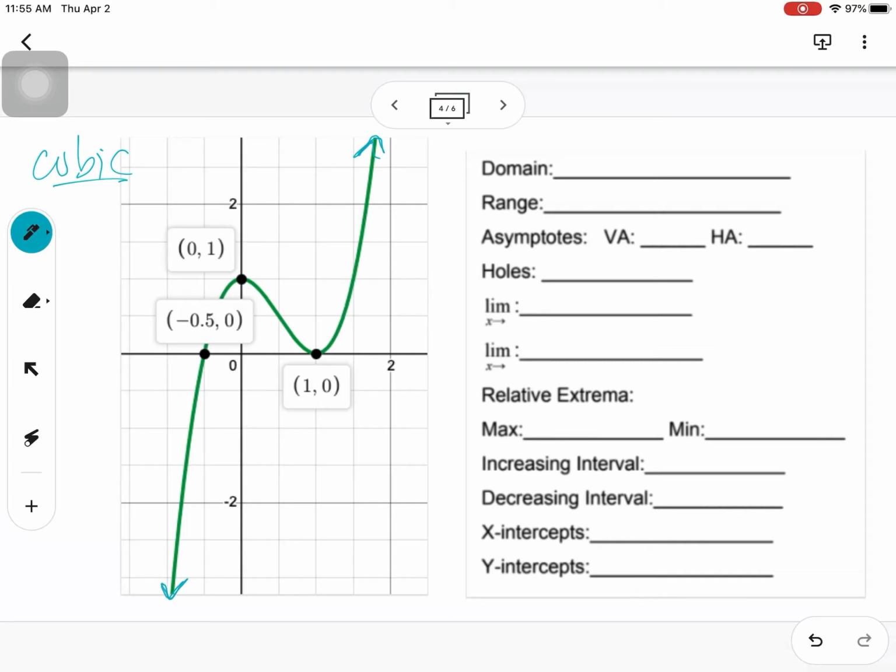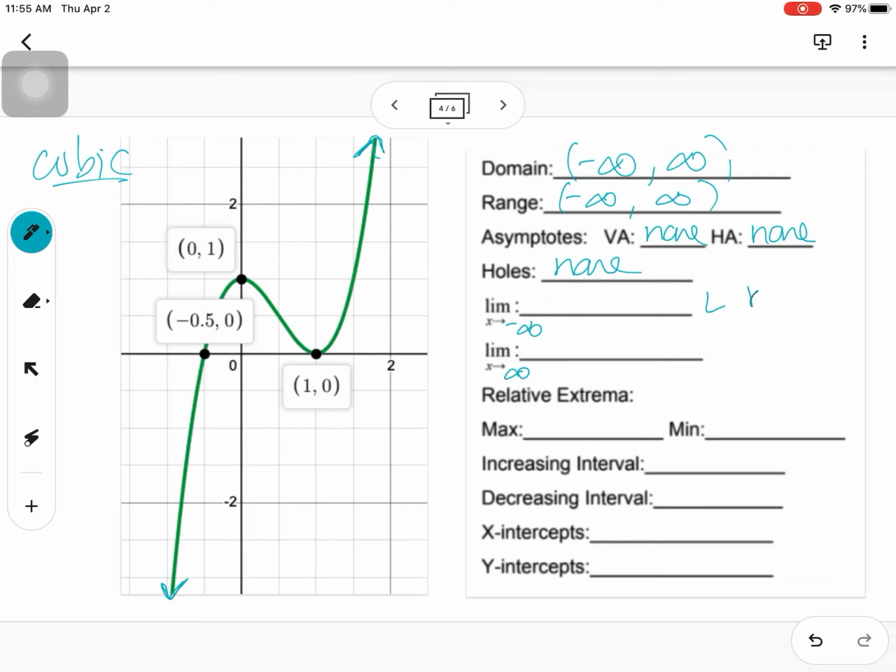For your domain, you're thinking how far left and how far right. All polynomials have a domain of -infinity to infinity because you can plug in whatever you want. They will go forever to the left, forever to the right. Range is bottom to top. This one is both going down forever and up forever. So it will be -infinity to infinity. I have no asymptotes. I have no holes.